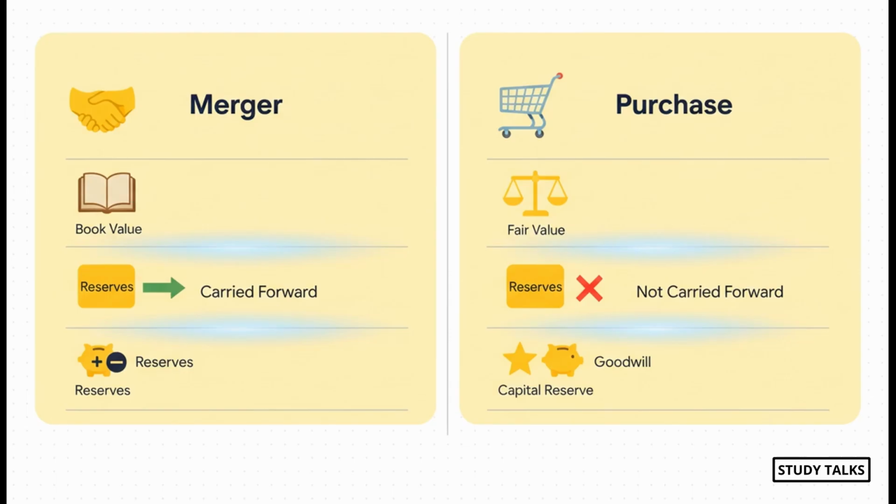But in a purchase, it's different. You can use fair values, reserves except for statutory ones get wiped out, and that difference in PC creates either goodwill or a capital reserve.